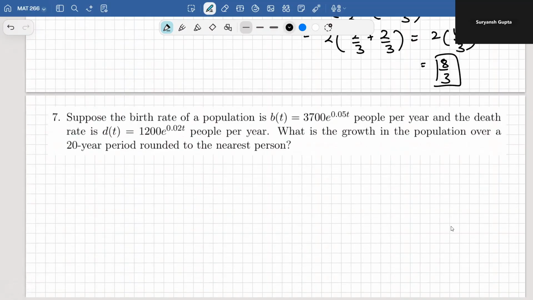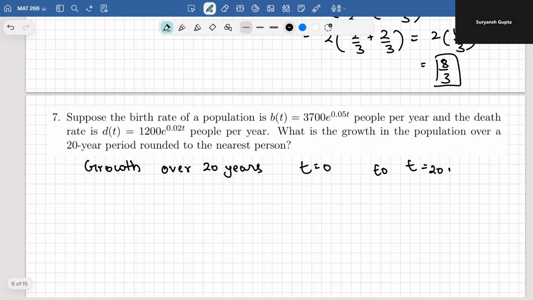The next question is a word problem. Essentially, they have given us that the birth rate of a population is the function B of t people per year, and the death rate is the function D of t people per year. And they're asking us to find what the growth of the population is over a 20-year period, rounded to the nearest person. So my bounds for my integration go from t equal to 0 to t equal to 20 years.